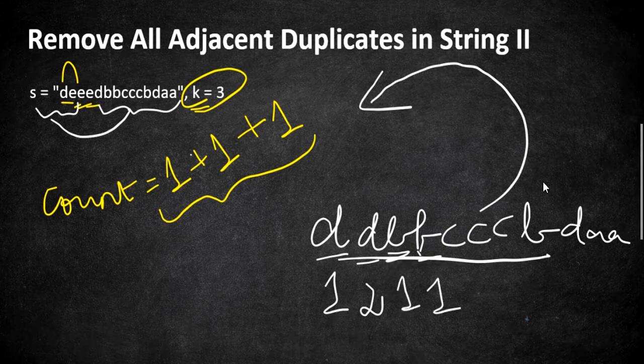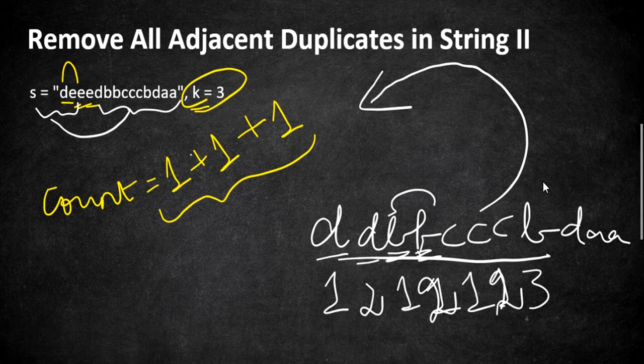So the next character is C, sorry, it goes to 2 because the second character matches. So now the next character is C, so we cannot increment it to 3. So again we are going to start our count from 1. The next C is also the same, so the count is going to be 2. The next C increments the count to 3. So we have found one more string with repeated characters where the length is equal to k.